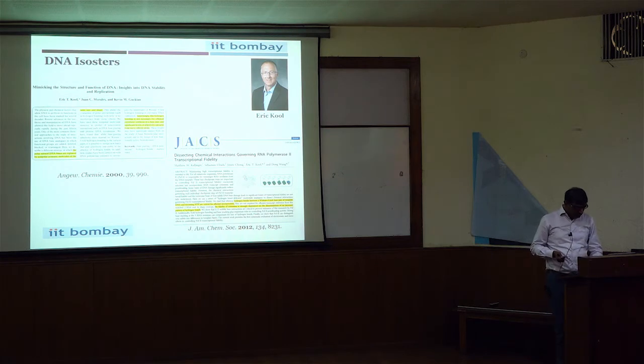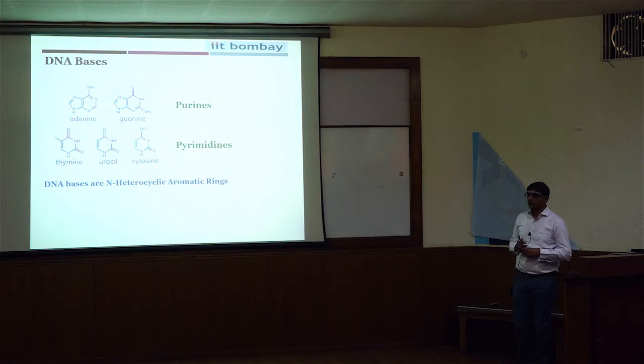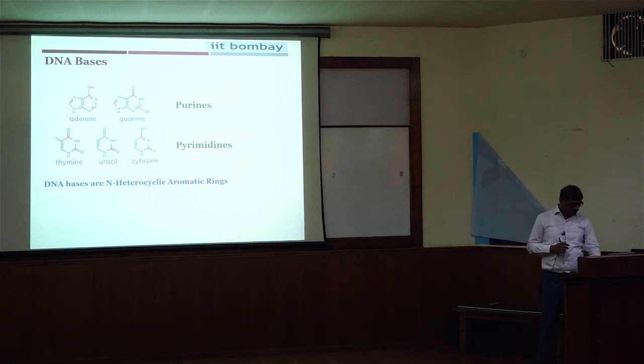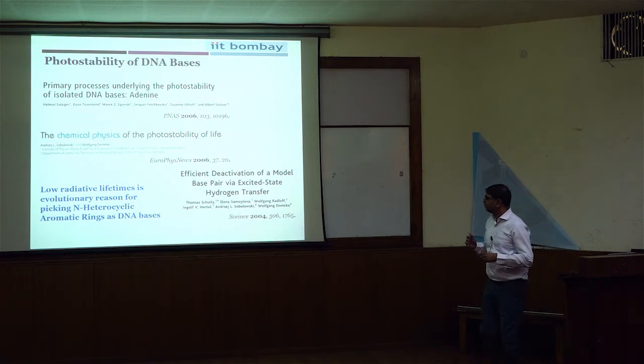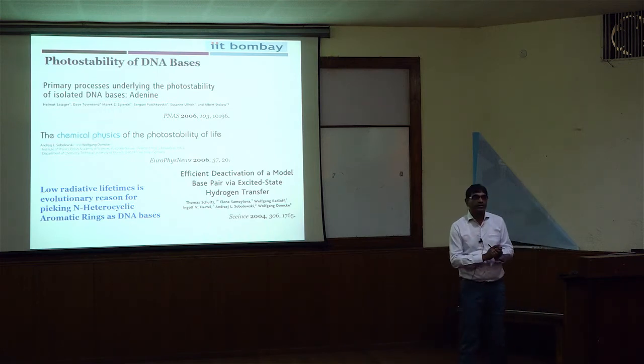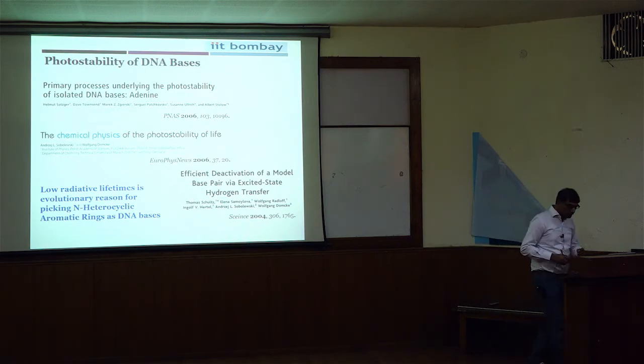Now, of course, if you look at these bases, they are all N-heterocyclic aromatic compounds, and there is also a theory by Slobodyansky and Domcke which says that photostability of these bases is actually the real reason for natural selection. This is because when you photoexcite them, there is a very short lifetime component that allows you to dissipate this photoexcitation, thereby minimizing the genetic disorders. But we had a slightly different question to ask.